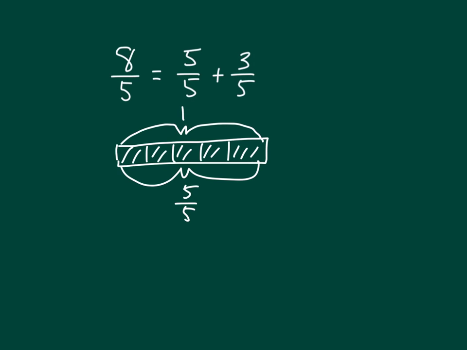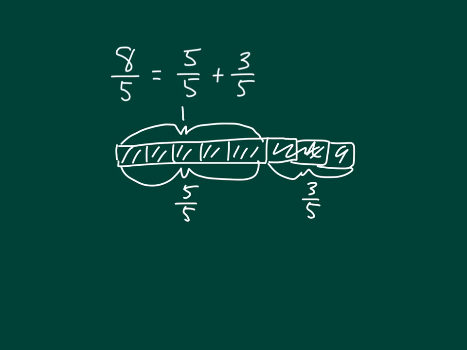Next, I have 3/5 still, so I will continue to extend my fraction bar by fifths. 1 more fifth, 2 more fifths, and 3 more fifths. And shade them in for 3/5. So that I am representing 8/5 there. 8/5, you'll see, is actually more than 1. In fact, it's 3/5 more than 1.